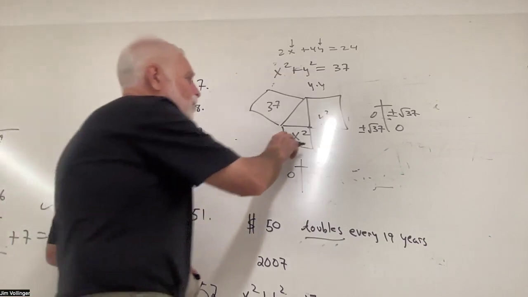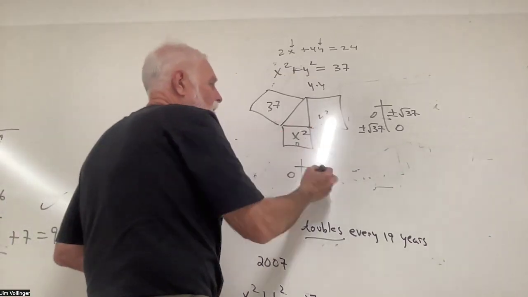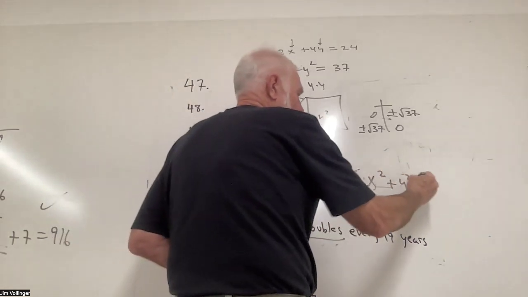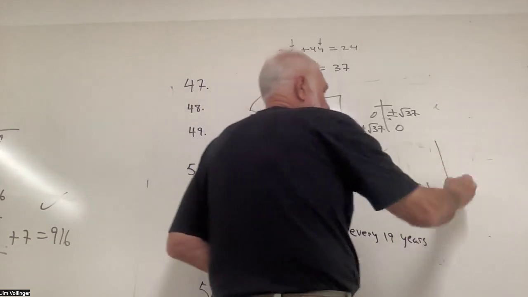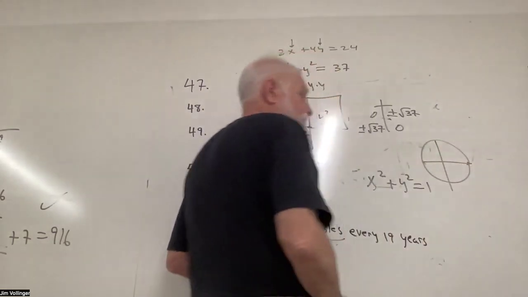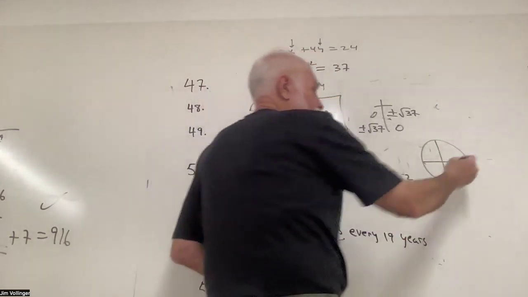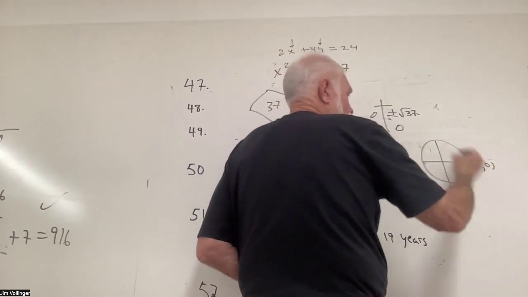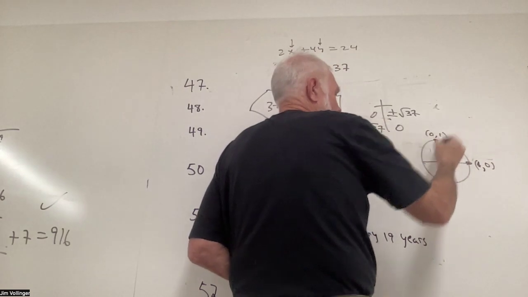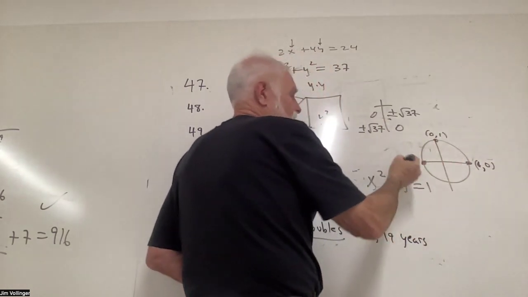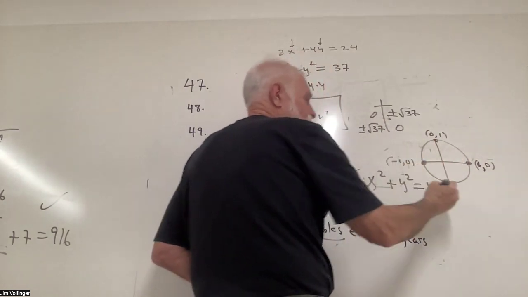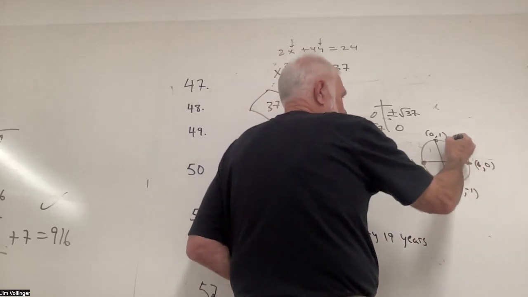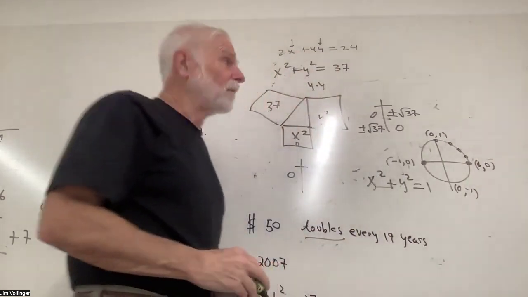Now, as soon as you start moving away from 0, if you looked at x squared plus y squared equals 1, you get the unit circle. You try it. This coordinate's going to be 1, 0 for x and y. This one's going to be 0, 1. This one's going to be negative 1, 0. All of these things work, and 0, negative 1 works. And I could find you some others, and we will, but not right now.